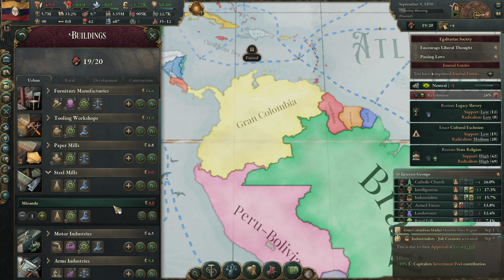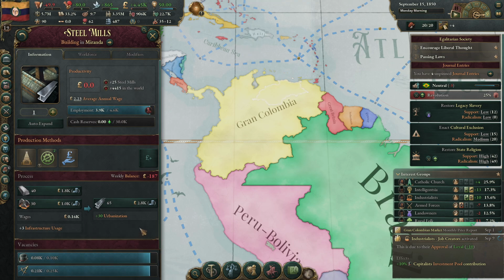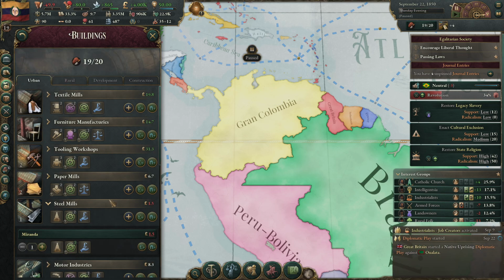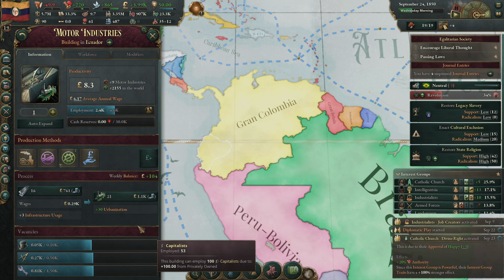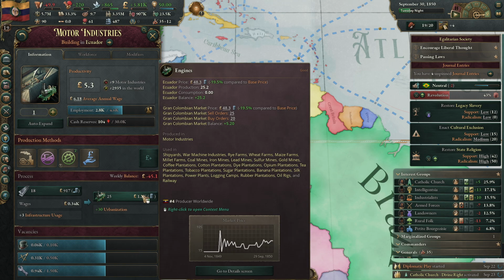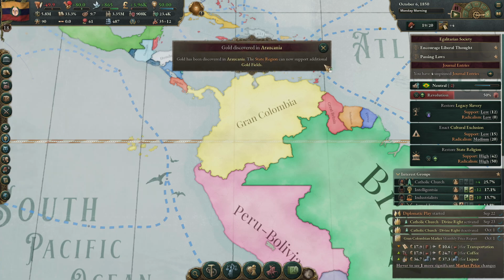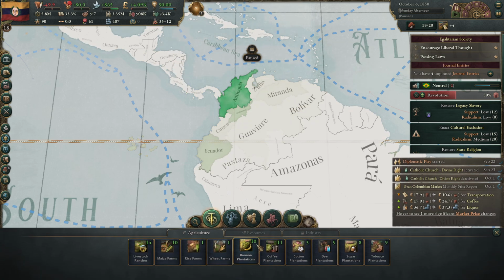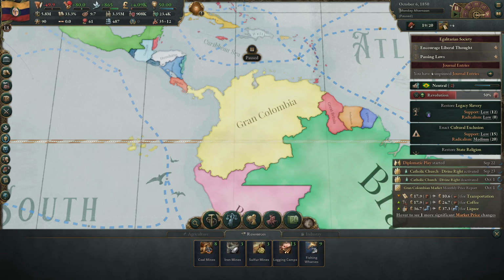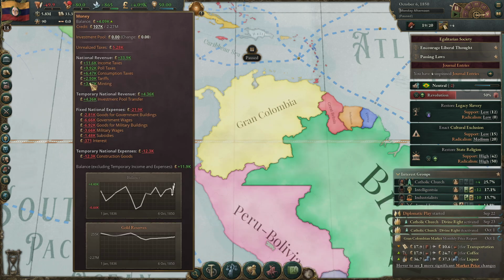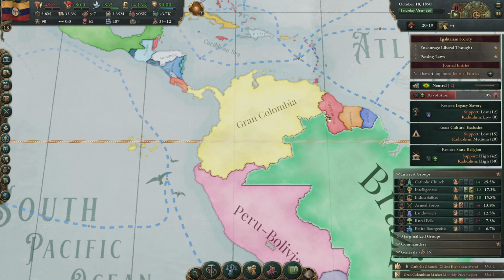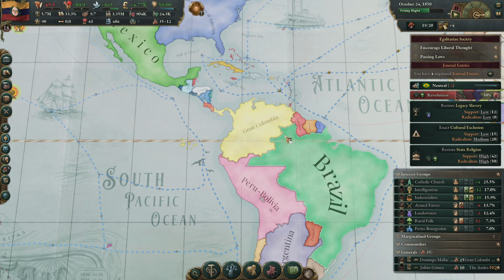Now, how is my steel mill doing? Okay, everyone is working here now. They are slowly making money, so that's good. And then in the motor industries, people are gonna make money as well again. Yes, perfect. Gold in Araucania. Wait, is that in my state? No, right? Oh, where is it? Oh, we have no gold. We have no gold at all.